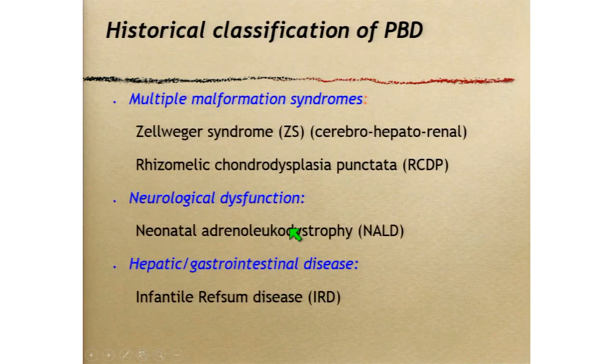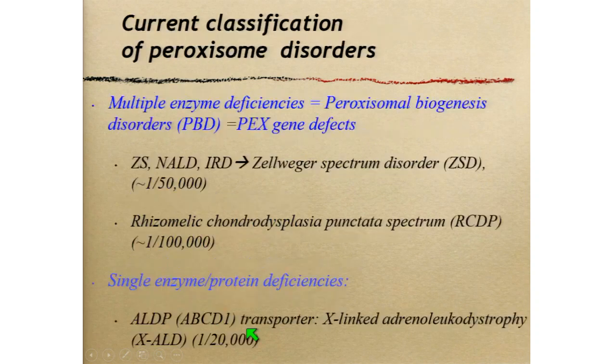And so the historical classification of peroxisome biogenesis disorders was that of multiple malformation syndromes. So you had Zellweger syndrome, which was also called Cerebro-Hepato-Renal syndrome, and rhizomelic chondrodysplasia punctata. And these disorders were also classified based on neurological dysfunction. So you had neonatal adrenal leukodystrophy, or NALD, and they might have also been classified according to their liver disease and failure to thrive in older kids, and so they were classified as infantile Refsum's disease.